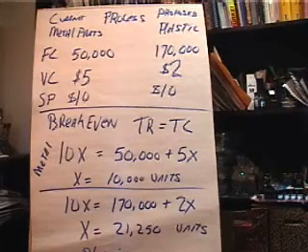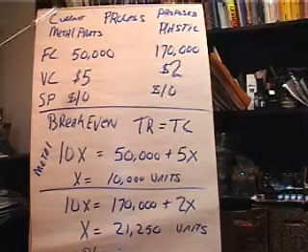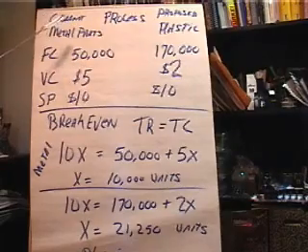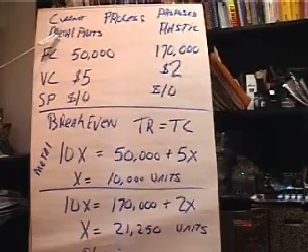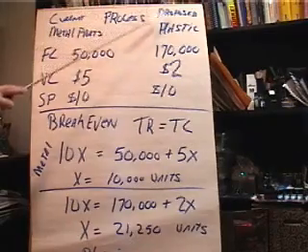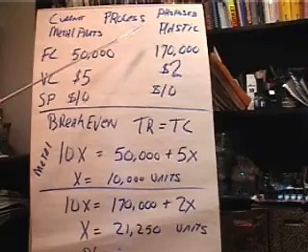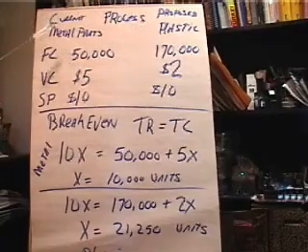Hi again. This is an example problem from chapter number 6 in our Russell and Taylor textbook. Basically, what we have are two processes. The current process uses metal parts, and the proposed process uses plastic parts. And we want to compare these two processes with each other.